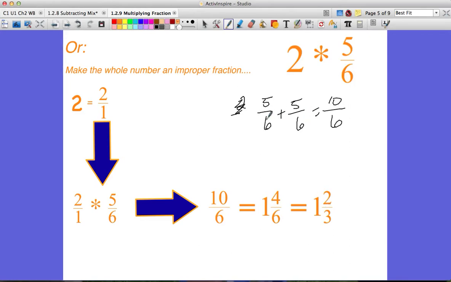When we're adding, we never add the denominators. That changes though when we're multiplying. So adding, never add the denominators. Multiplying, you have to multiply the denominators. But you have to be careful because if you're multiplying by a whole number, you need to make sure to change that whole number to itself over 1.